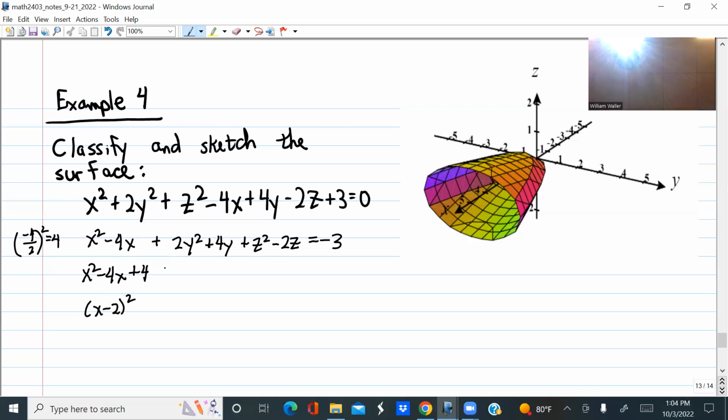Here, before I try to complete the square, let's factor out a 2. So you have 2 times y squared plus 2y, and then we'll complete the square on the y squared plus 2y. Oh, I forgot to do something here, though. I added 4 on this side, right? So you've got to keep the equation balanced. So I've got to add 4 on this side as well.